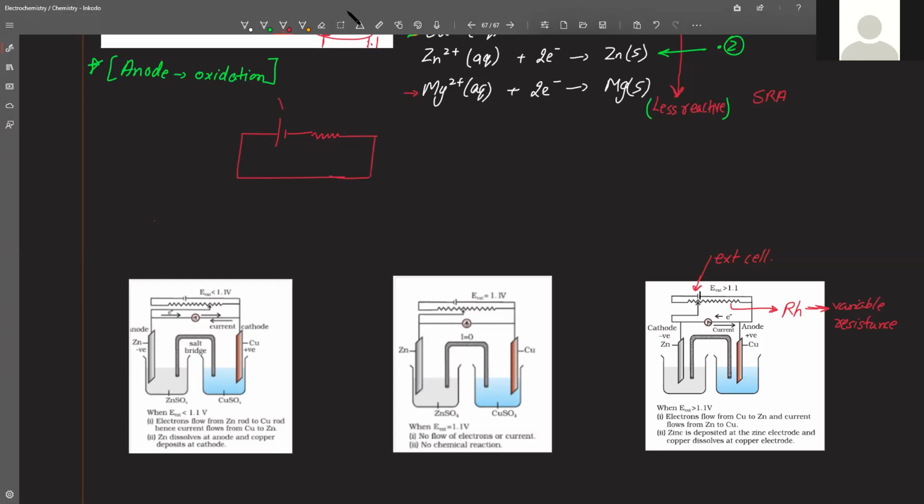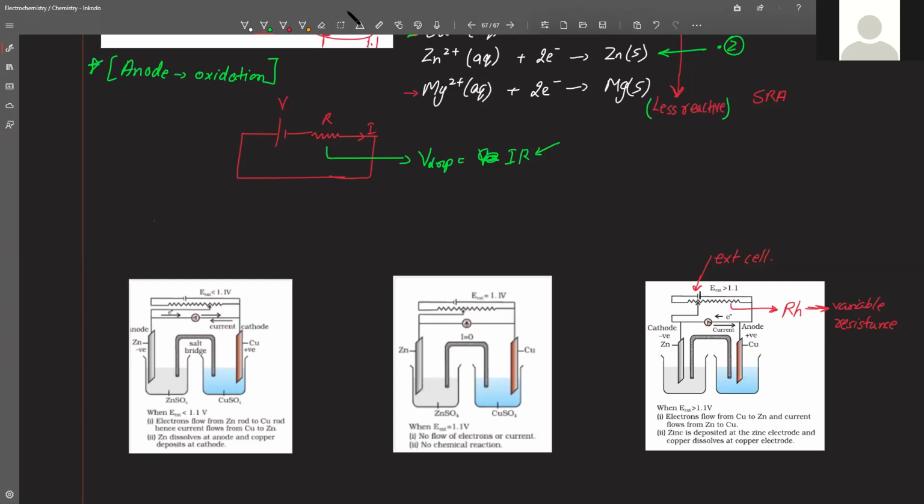Say it is of V volt, and its resistance is R, and there is current I. Due to this current through the resistance R, there will be a potential drop. The drop will be V equals IR, or simply IR. So the current into resistance will be the drop, right?